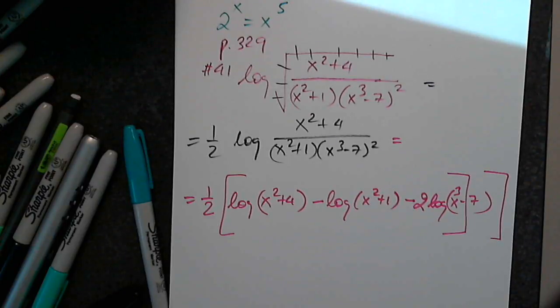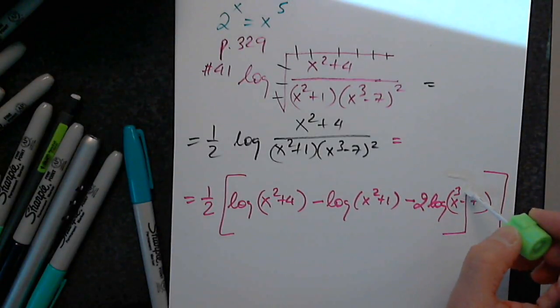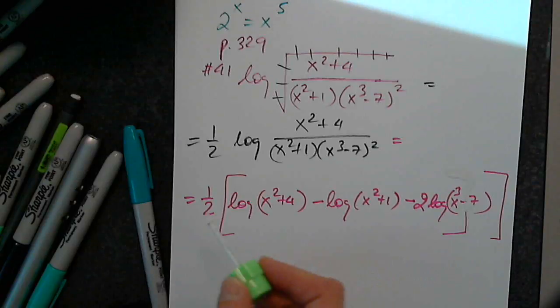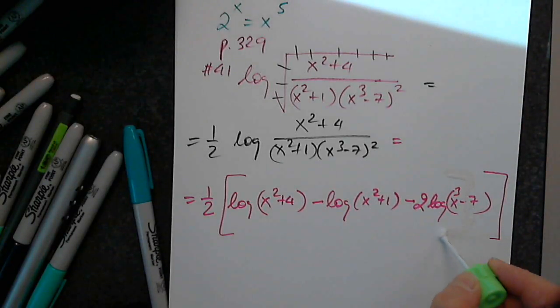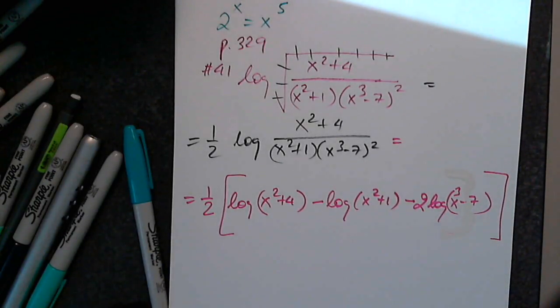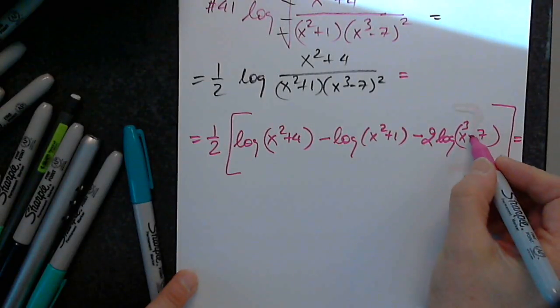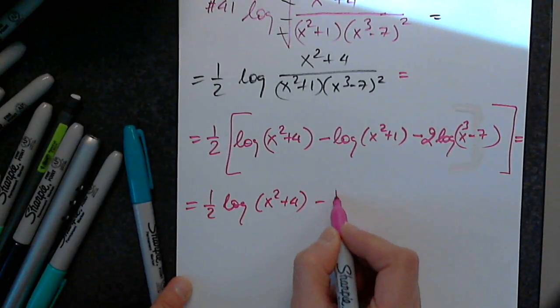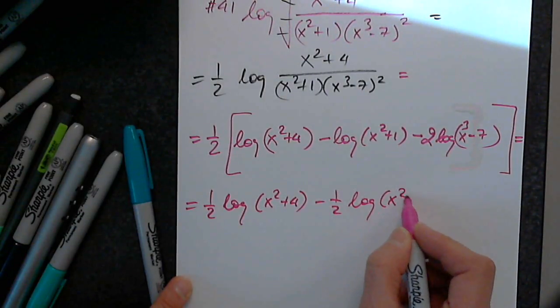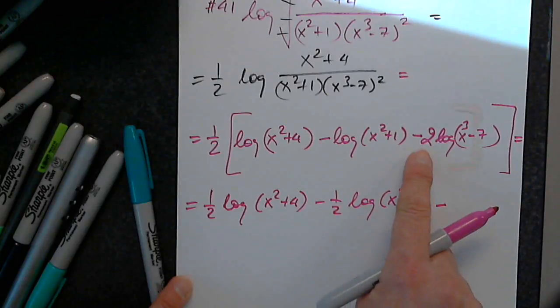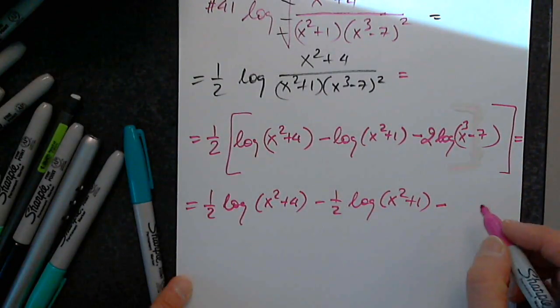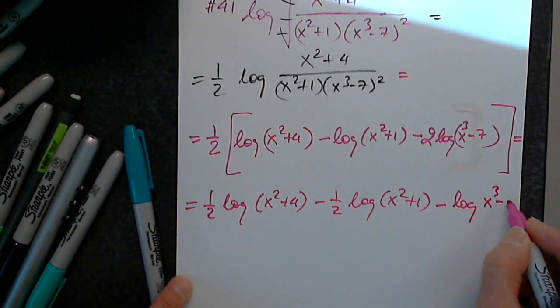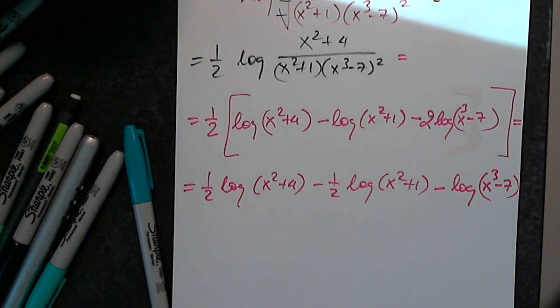Exactly. The only final step that I still have to perform is distributing 1/2 to all 3 terms. Nothing else is required here. So you don't want to leave it outside. No, because I don't want to leave brackets. I don't want any brackets left in the problem. So 1/2 log x squared plus 4 minus 1/2 log x squared plus 1 minus, there is a 2 in front and there is a 1/2, so this is only minus log x to the 3rd minus 7. And this is it.